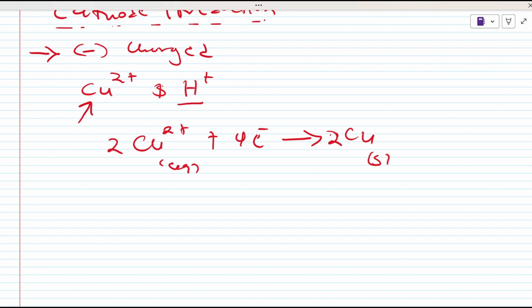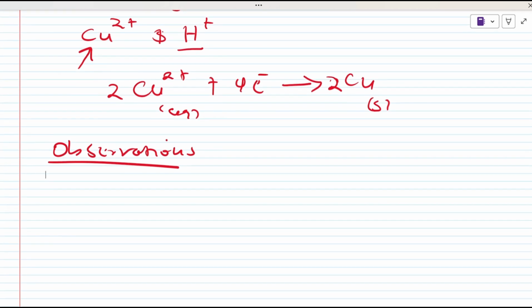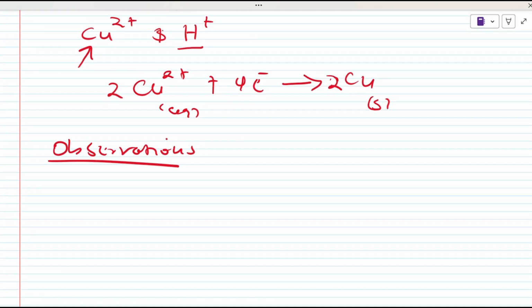Now, what are the observations? What are the observations that will be made? Remember, I told you that at each and every stage you need to justify an observation that will be made. The observations that will be made during the reaction are as follows. The first observation is production of oxygen.